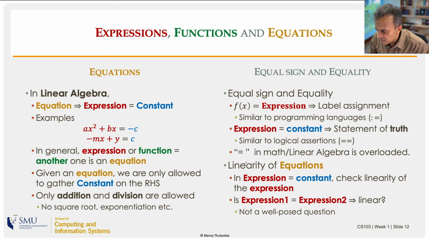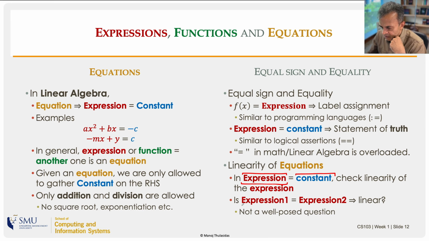Now, linearity of an equation is basically just the linearity of the expression in 'expression equal to constant' after having collected all the constants to the right-hand side and all the variables to the left-hand side. Look at the expression, and if that expression is linear by our definition or conditions that we specified, homogeneity and additivity, then that equation is linear.